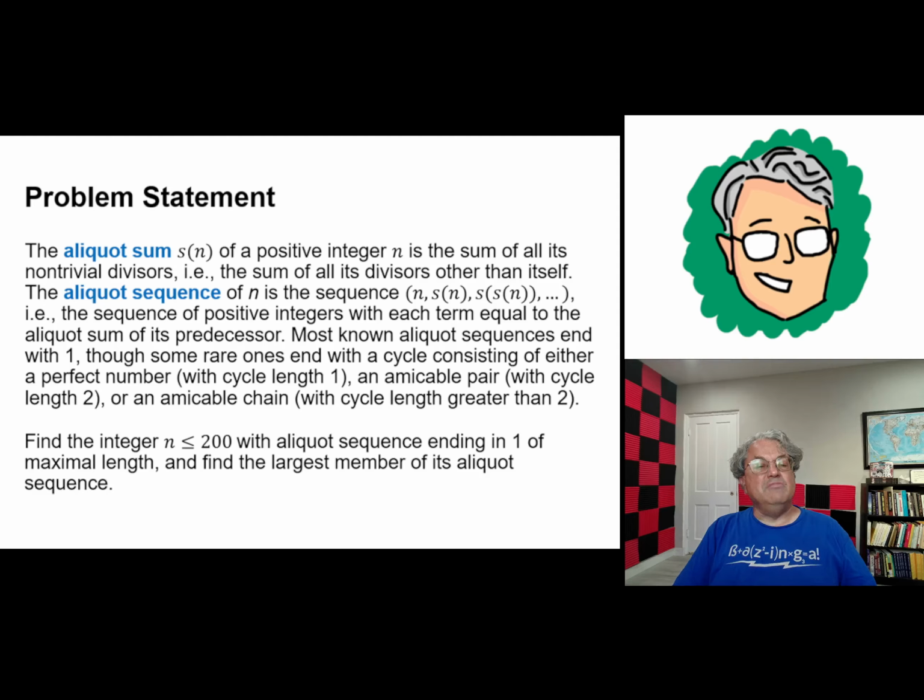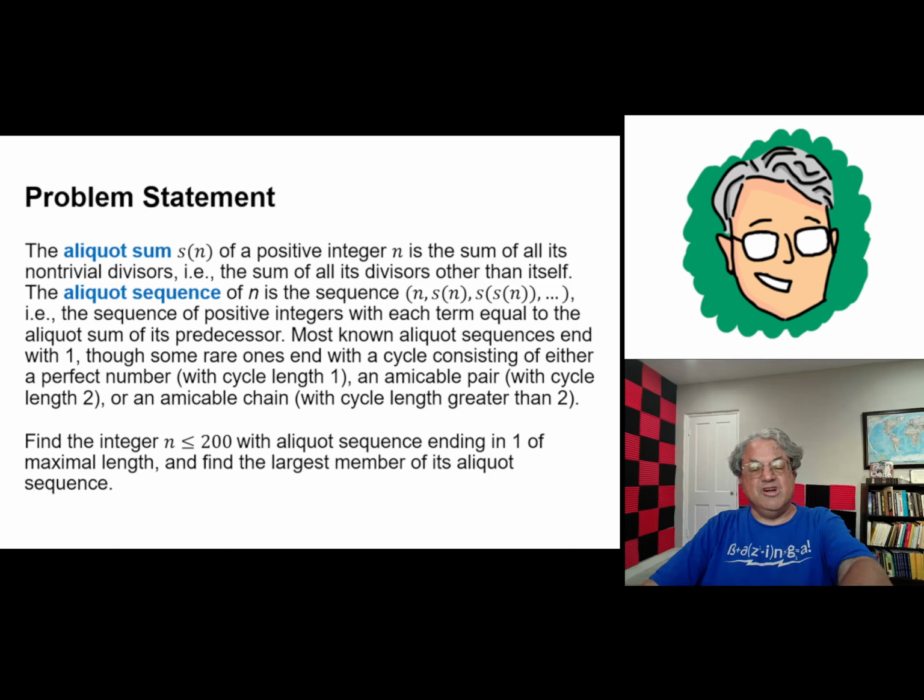And now what the problem is asking for is to find the aliquot sequence of n, where n is an arbitrary integer from 1 to 200. We want to find the value n that has the longest aliquot sequence that ends in 1. There are a few that don't. But of all the ones that end in 1, I want you to find the longest one, where n is up to 200. And I also want you to find the largest member of this aliquot sequence.